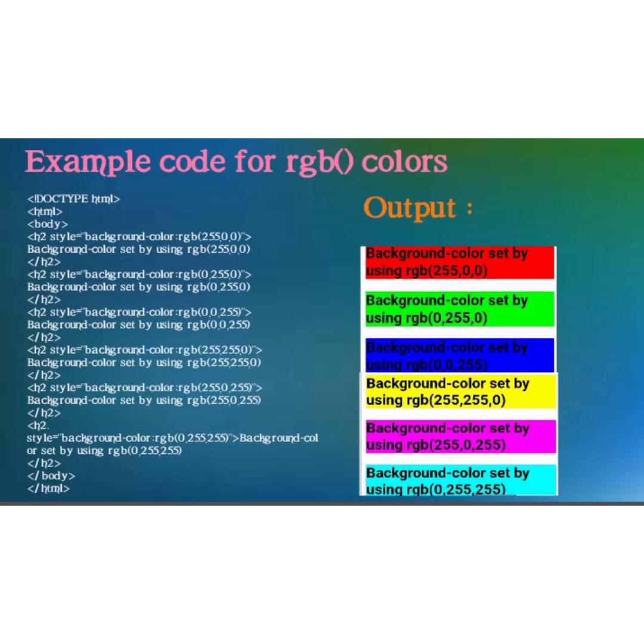Example code for RGB colors. Doctype HTML, HTML. In the body section we have taken 6 headings of the same size by mentioning H2. In the first one the RGB value is 255, 0, 0. That means red value will be 255, green value 0 and blue value will be 0. And in the second heading we have taken green, the output will be printed as green: red is 0, green is 255, blue is 0.